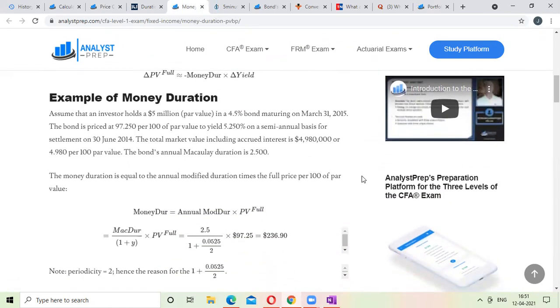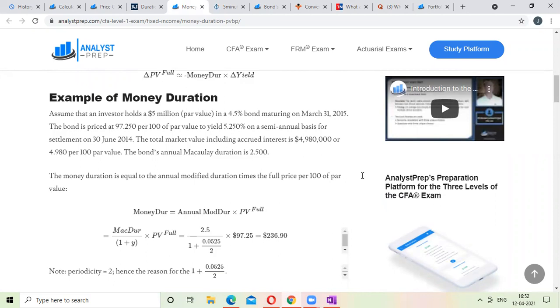Assume that an investor holds a $5 million par value of bonds in a 4.5% bond maturing on 31st March 2015. The bond is priced at this per $100 of par value to yield this. तो आपका yield बढ़ गया है, okay, on a semi-annual basis for settlement on 30th June 2014. तो वो क्या बोल रहा है, आपने बॉन्ड इतने में खरीदा, ठीक है, इतना par value था, this much yield is what they are promising, and they are taking it as semi-annual basis.